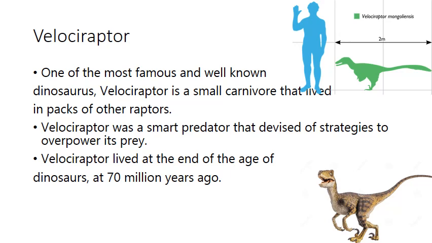Velociraptor was a smart predator that devised strategies to overpower its prey. It hunted in teams of four or more raptors, and they'd hunt together and cooperate with each other for food. Velociraptor lived at the end of the age of the dinosaurs, 70 million years ago, which appropriately fits with the last dinosaur in our presentation.